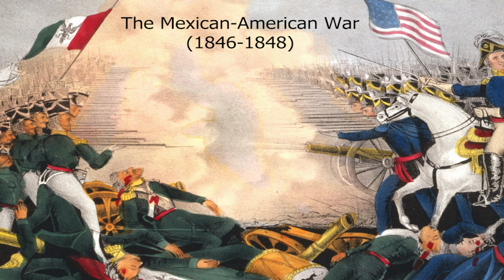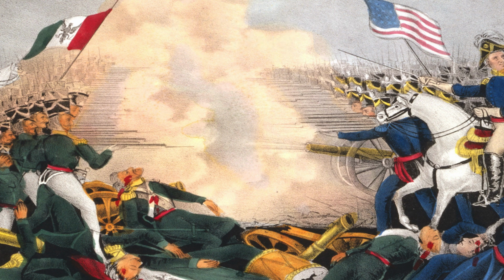Sparked by the annexation of Texas and fueled by the belief in manifest destiny, this conflict saw the United States and Mexico clash over territory and sovereignty. From the battles of Palo Alto and Monterrey to the fall of Mexico City, the war reshaped the map of the continent. But it also left a legacy of division and resentment. In the end, the Treaty of Guadalupe Hidalgo granted the U.S. vast new territories, but at a cost that would echo for generations.